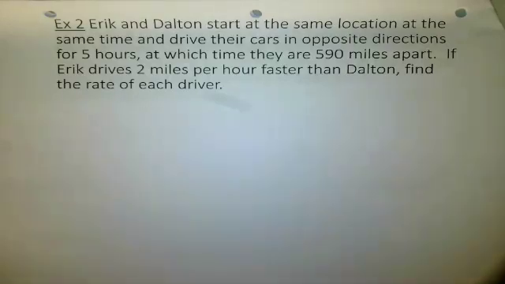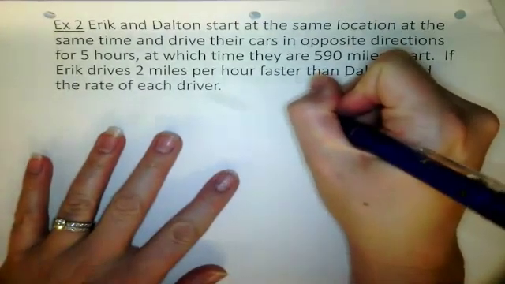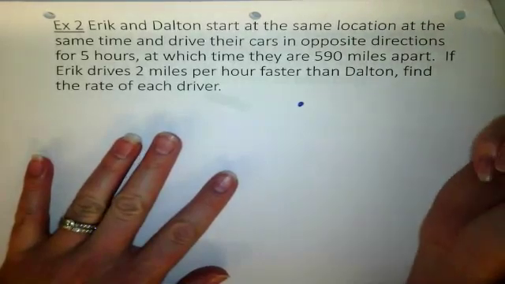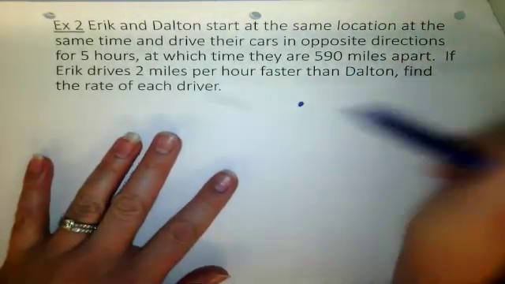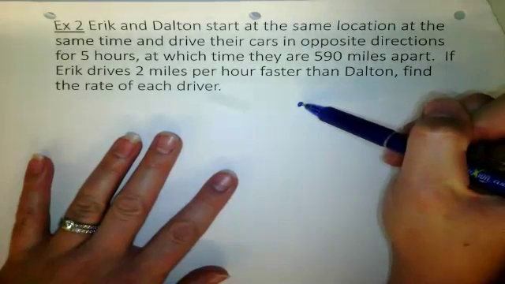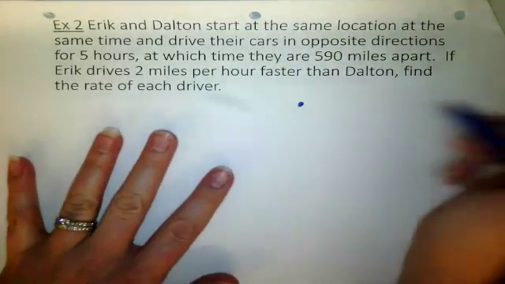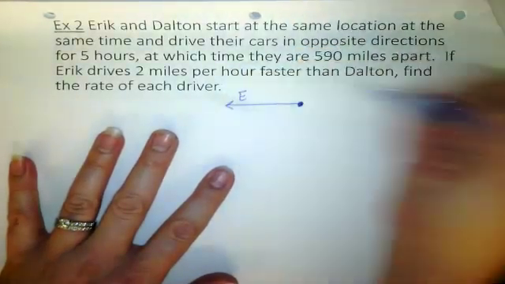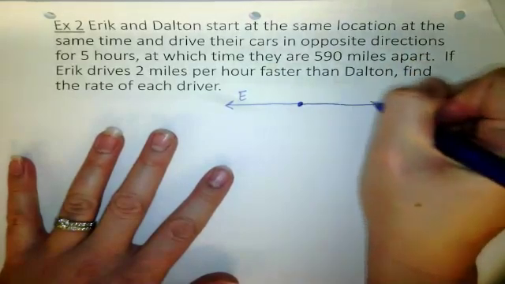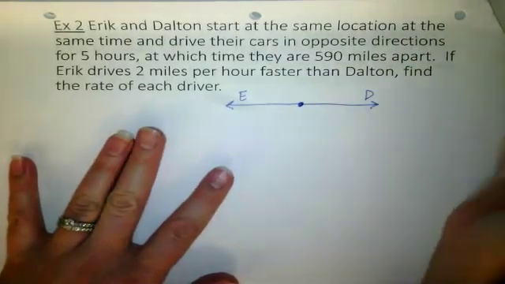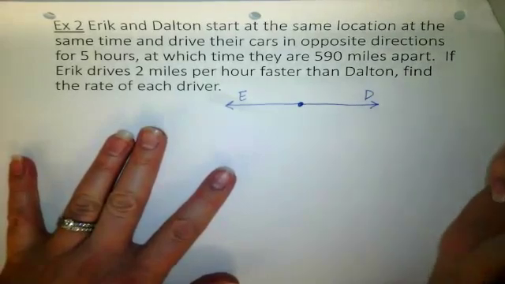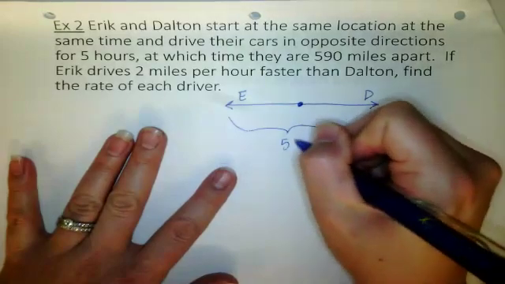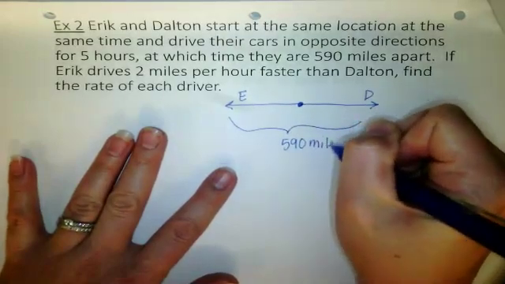So the first thing I'm going to do is I want to have a nice little picture. So I'm going to say this is where Eric and Dalton are starting. And they're driving in their cars from the same point, and they start at the same time. That's really important. And they're driving in opposite directions. So I'm going to say that Eric is driving this way, big E for Eric, and Dalton is driving this way. And after how much time? Okay, so after 5 hours, they are now 590 miles apart.